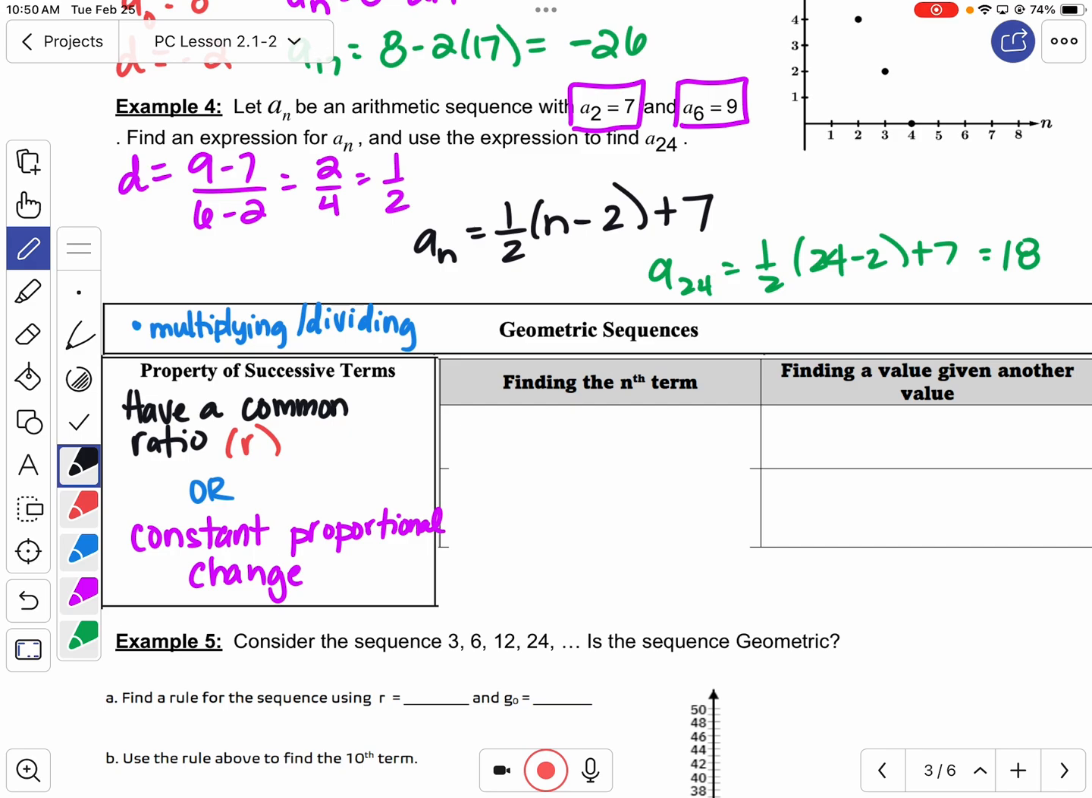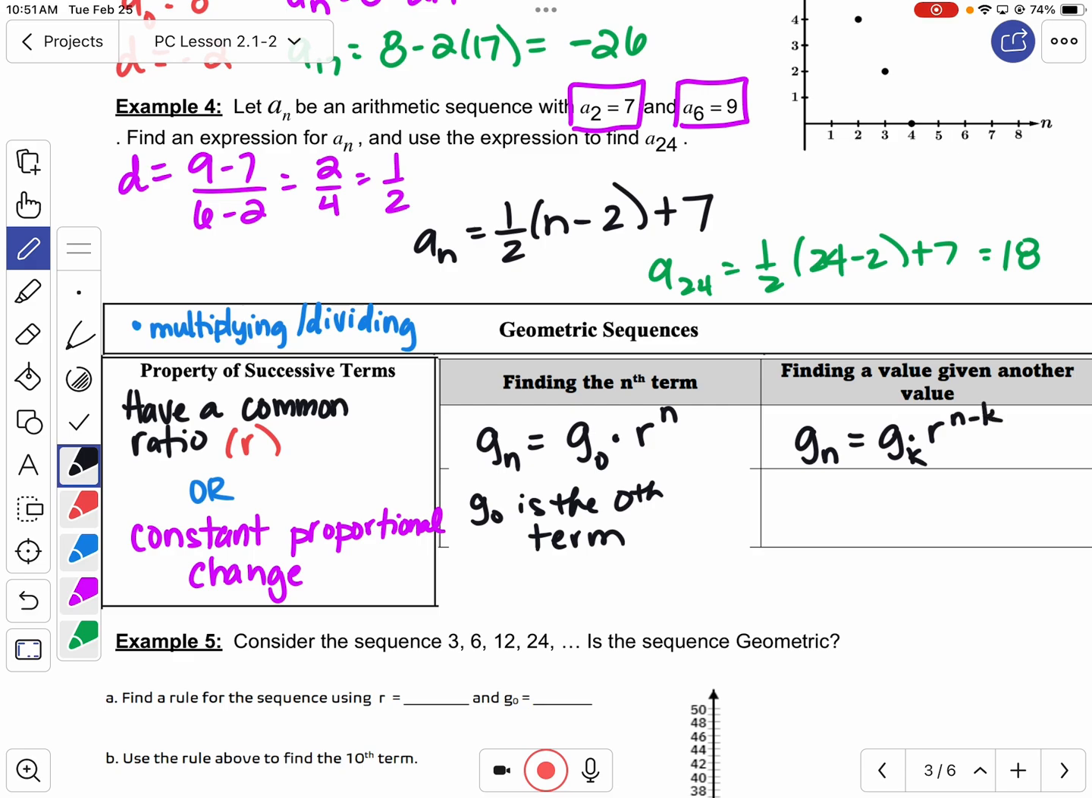So let me give you that basic formula. G sub n is G sub 0 times R to the n, R being the common ratio. Again, G sub 0 is the 0th term, not the first term that we see, but the 0th term. And if I don't have that term, we can write it using the term that we have, R to the n minus k, where G sub k is the kth term.